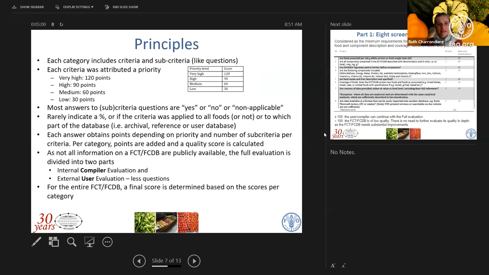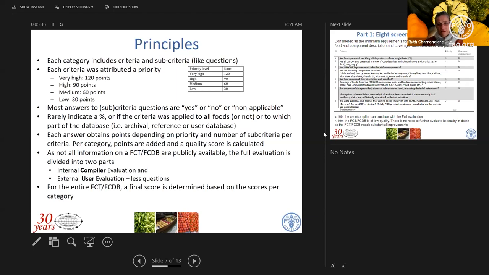So which are the principles? The principle is that, first of all, we define the categories. And then in all the categories, we created questions and sub-questions. And to each of them, the criteria and the sub-criteria, we scored them if they are highly important, important, medium important, or low. And depending on that, this criteria got a score, which is either 120, 90, 60, or 30.